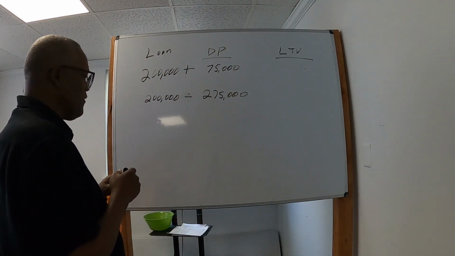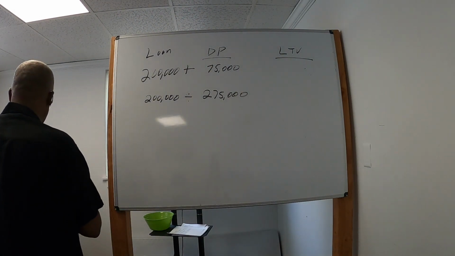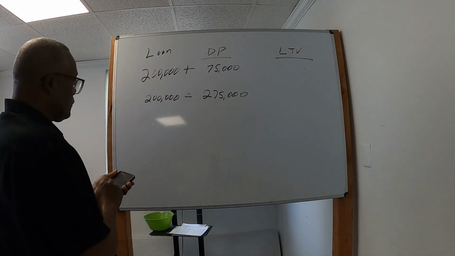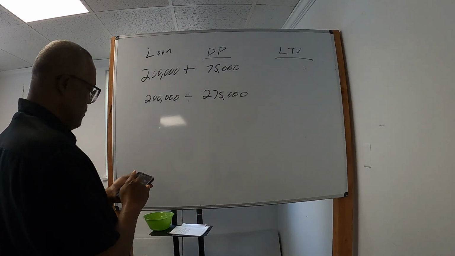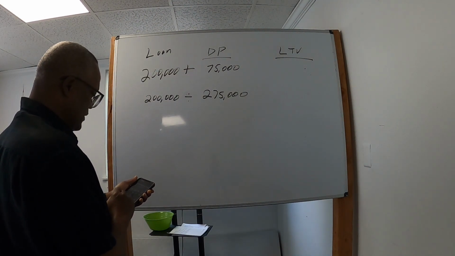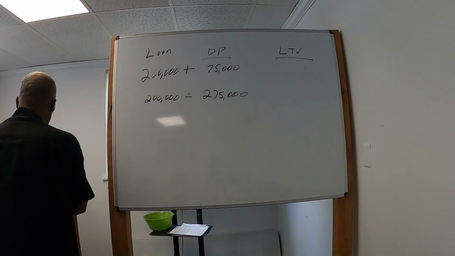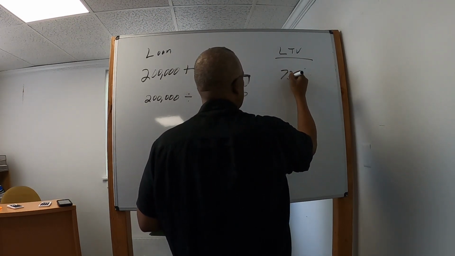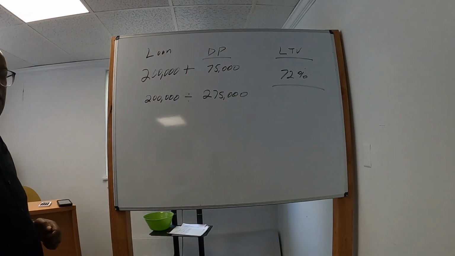Now we got 275. Everybody see that? Yeah, you see that. So we're going to take 200,000. This is our loan amount, 200,000. We're going to divide that by 275,000. And that's going to give us 72%. There you go. 72%. Okay?